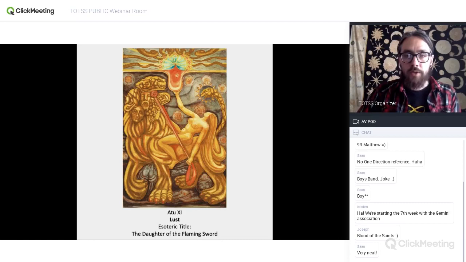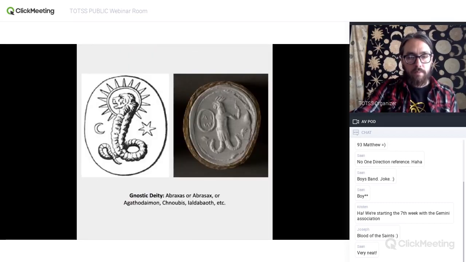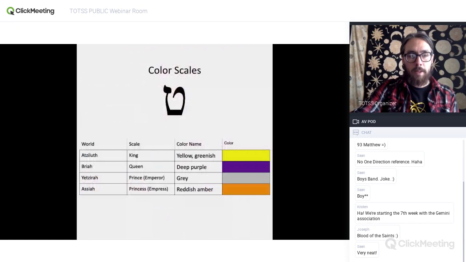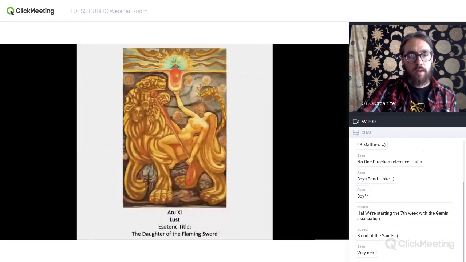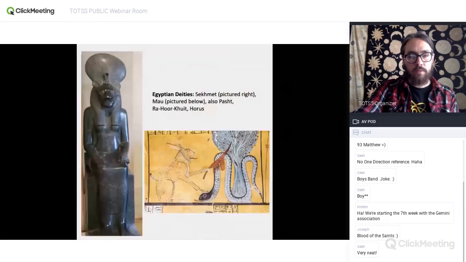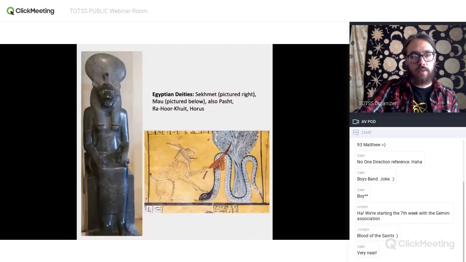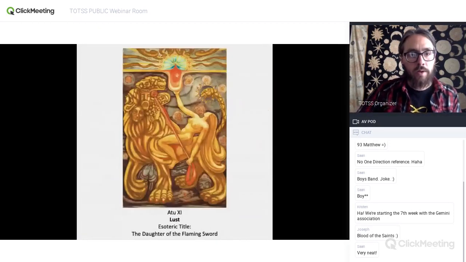Yeah, we can see the color scales pretty clearly here. Flip back. Yeah, you can see the reddish amber, the yellowish color. Again, even the purple, it's a deep purple there. You can see in the background. So again, employing the color scales.